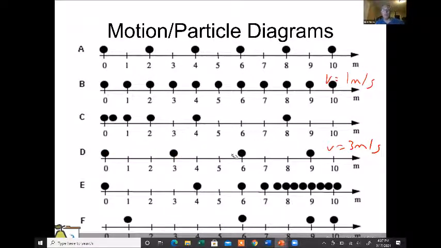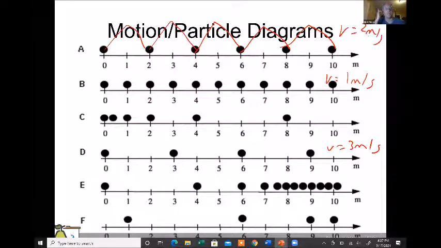Somebody unmute and tell me another one of these objects that's moving forward with a constant positive velocity. A. And what is that velocity? Somebody tell me what that velocity is on A. 2 meters per second. Yep, 2 meters per second, because every second it's going 2 meters. So this has a constant positive velocity of 2 meters per second.